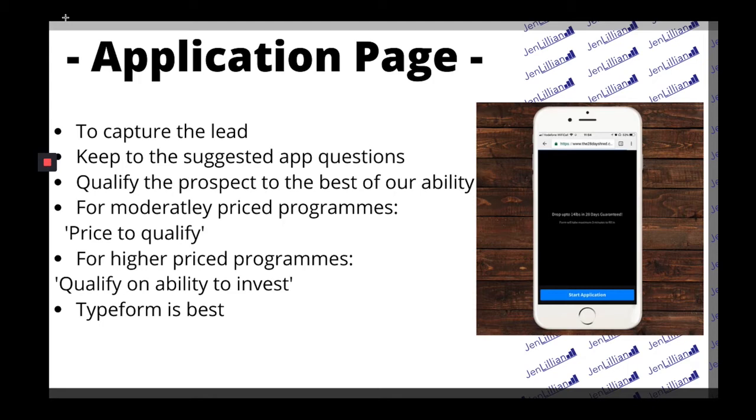So for moderate priced programs, and moderate being, let's say, £97 to £400, you can actually put the price in the application process here, and we're essentially pricing to qualify them. Now, anything higher than about £400 in a program, this application is all about qualifying them on their ability to invest into your high-priced program or service, whatever it is that you're offering.